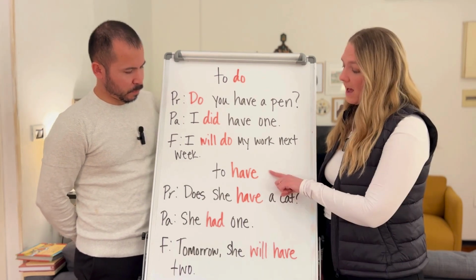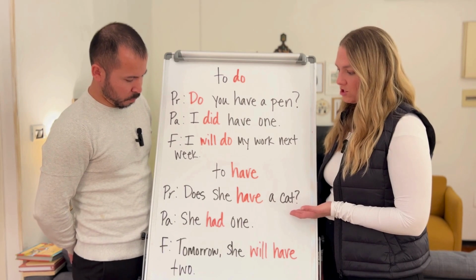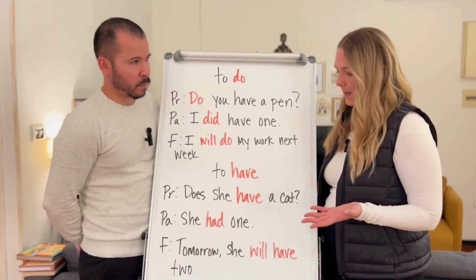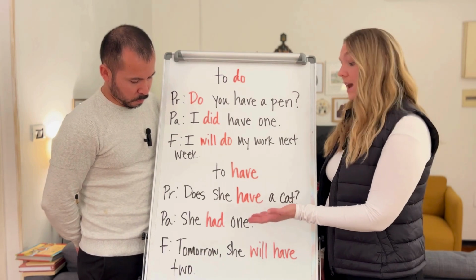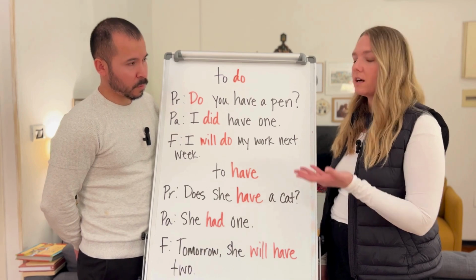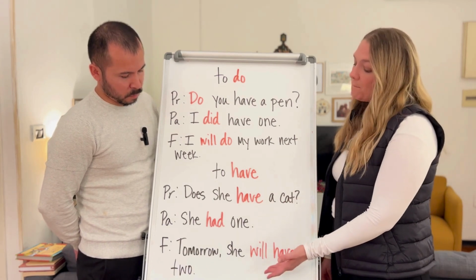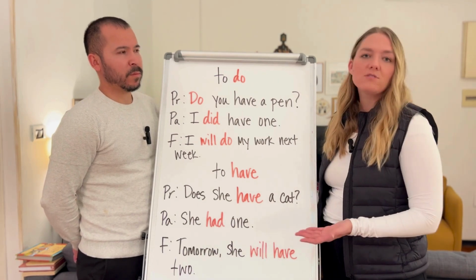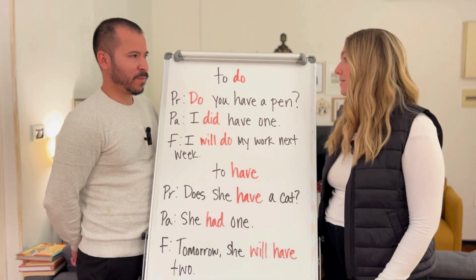And then to have, an example of a question in the present: does she have a cat right now? In the past, you could say she had one. That would mean she doesn't have one anymore, or she used to have just one, but tomorrow she will have two. Tomorrow she will have two cats, which means she'll get another cat tomorrow.